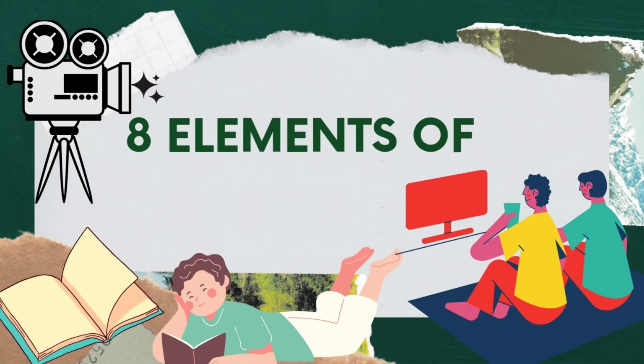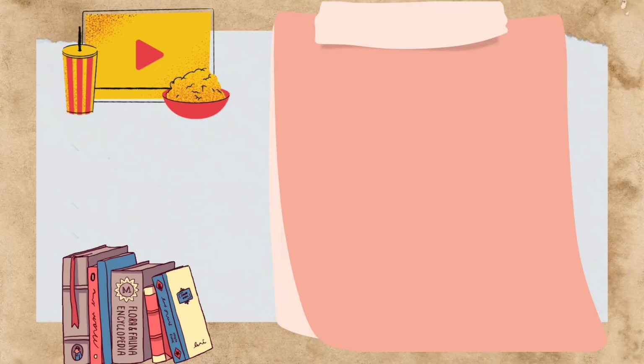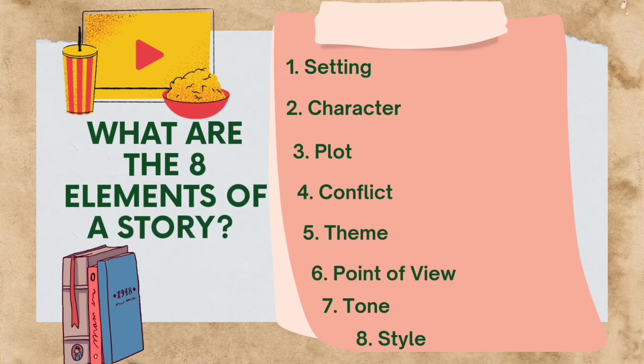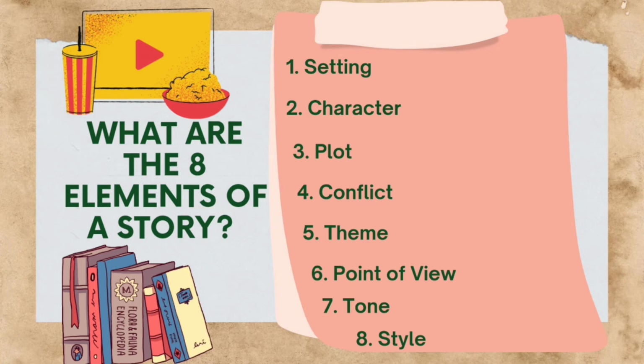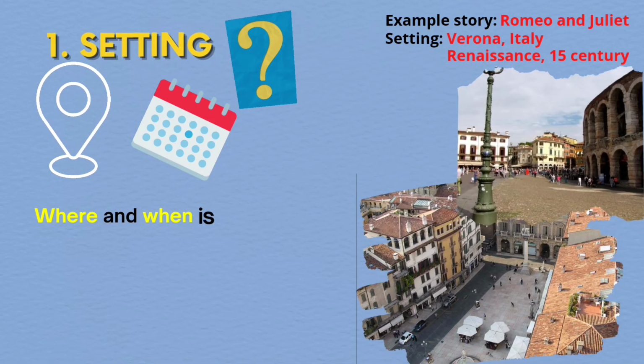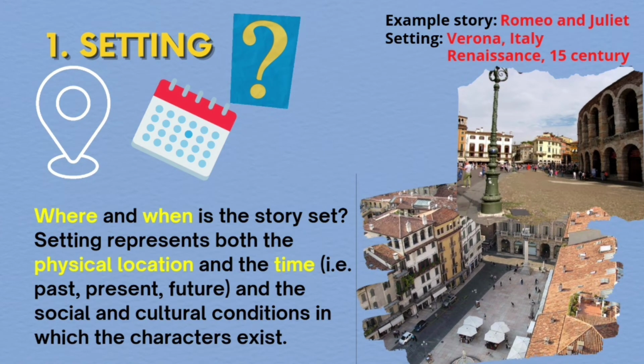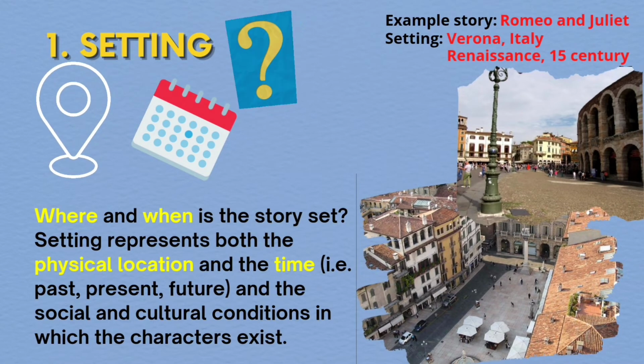8 elements of a story. So what are the 8 elements of a story? We have setting, character, plot, conflict, theme, point of view, tone, and style. First is the setting. The setting is where and when the story takes place, the place and time of a story. We have here a sample story of Romeo and Juliet that took place in Verona, Italy, Renaissance 15th century.